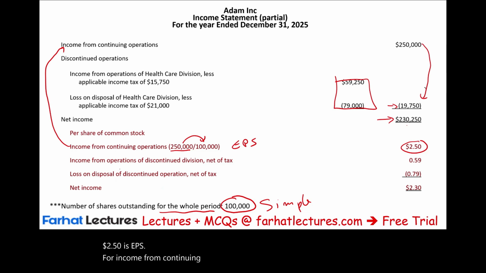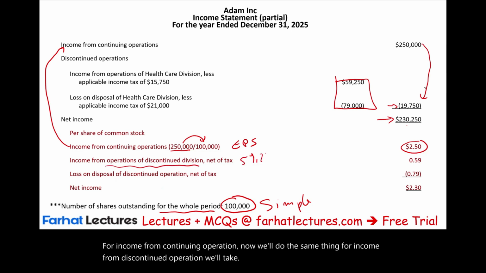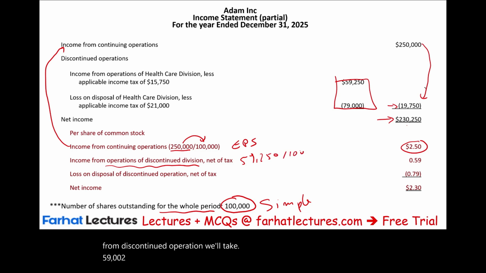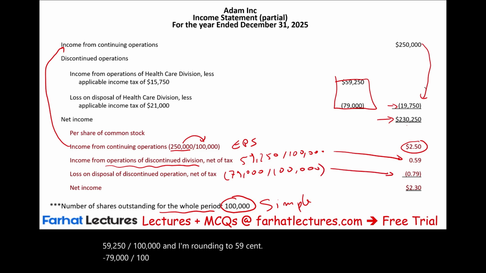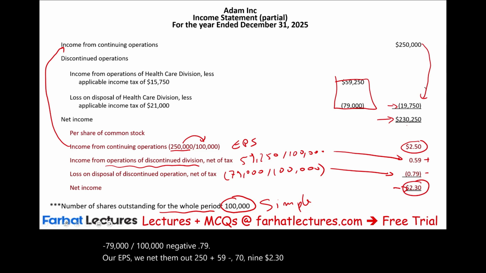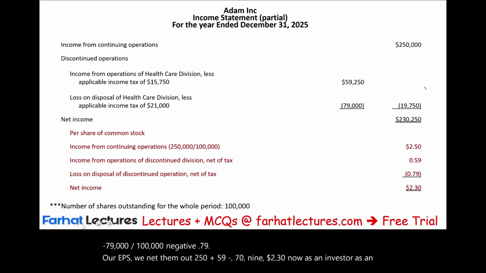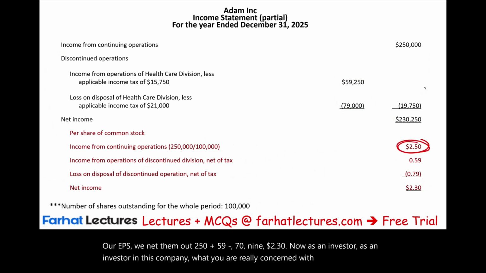Now we'll do the same thing for income from discontinued operation. We'll take 59,250 divided by 100,000, and I'm rounding to 59 cents. Negative 79,000 divided by 100,000, negative 0.79. Our EPS, we net them out, 250 plus 59 minus 79, $2.30. Now, as an investor in this company, what you are really concerned with is the 250.